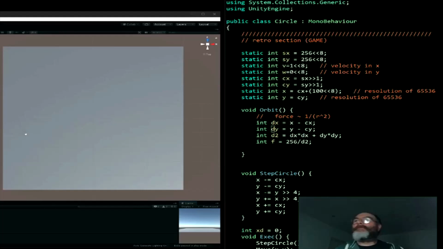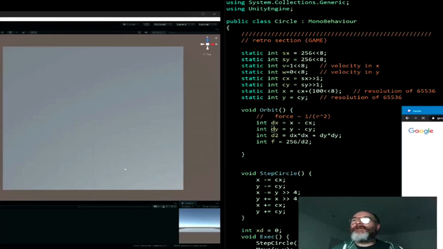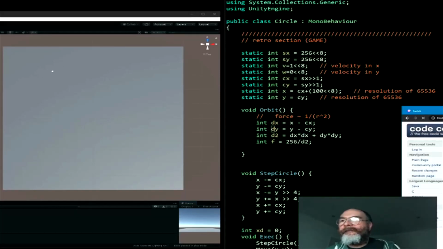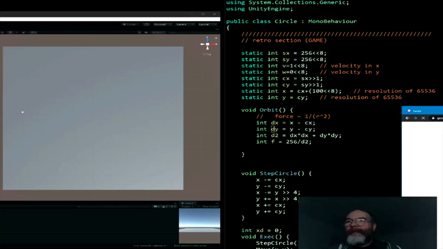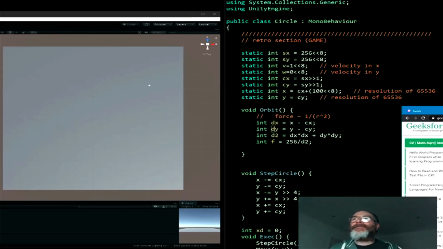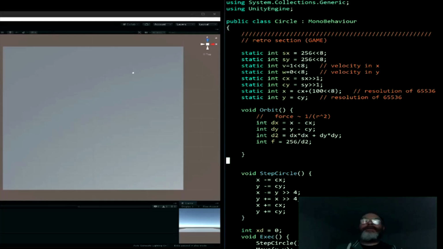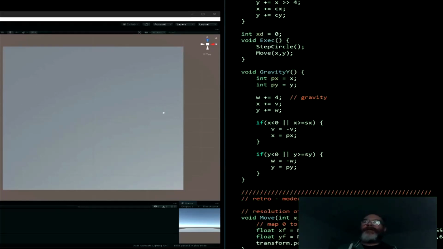So I don't know if there's an integer square root function available in C#. I'm just curious, is there an integer? It just takes a double. I don't think there is an integer. I'm pretty sure there isn't an integer square root function.